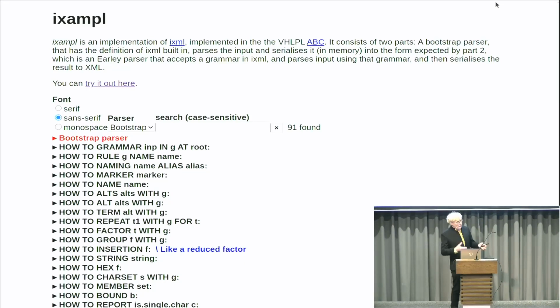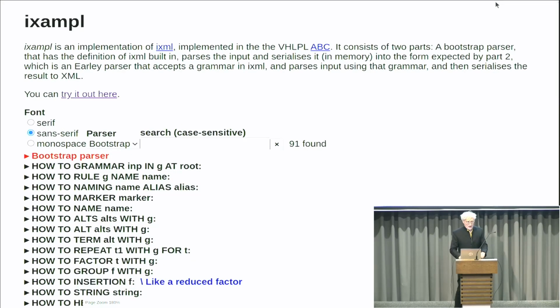It's the browser for my implementation of ixml. Is it big enough? I can make it a little bit bigger if you're interested, if that helps. What you see here is a list that it's found. It says here that it's found 91. That's 91 entries, which is either documentation, which is in red, or functions or procedures, which are called how-tos in the language that I've used, ABC.